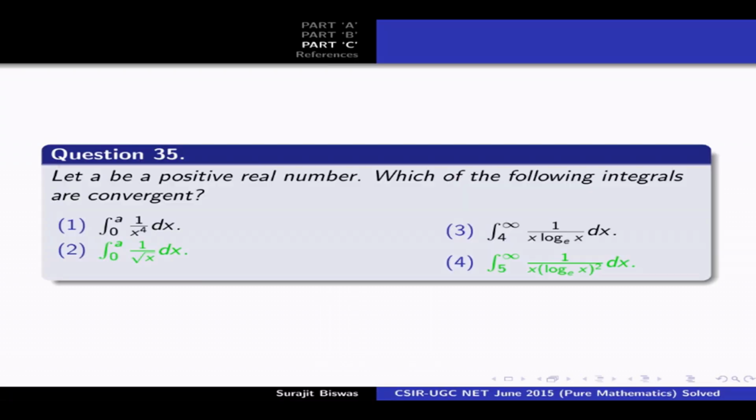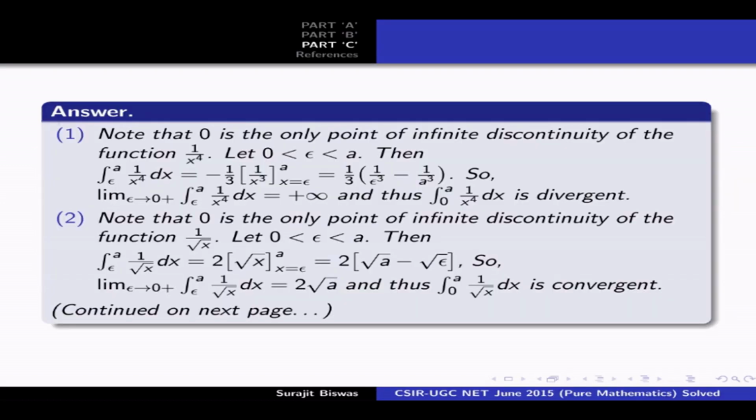Next question: let a be a positive real number. Which of the following integrals are convergent? We'll proceed by using the definition. Note that 0 is the only point of infinite discontinuity of the function 1 by x to the power 4.